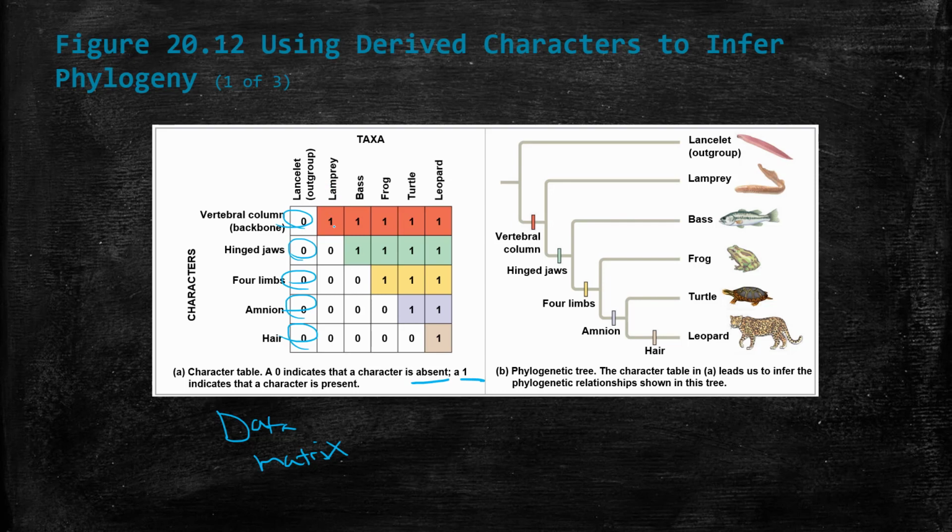Then when we go to lampreys, lampreys do have vertebrae, okay, but they don't have the other traits. And bass, for example, they do have vertebrae and they have jaws, but they don't have forelimbs, and so on and so forth.